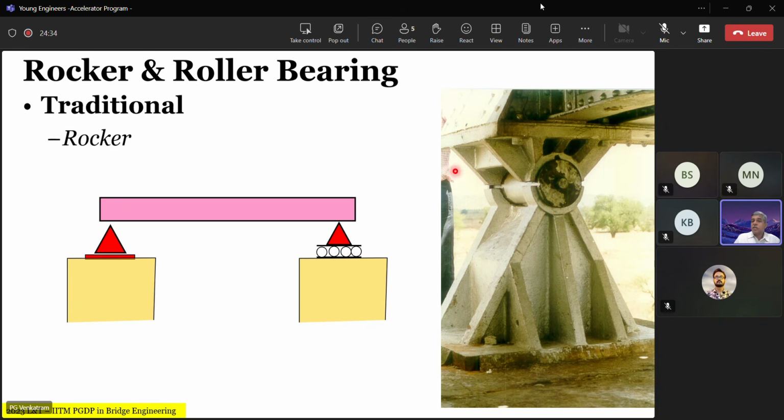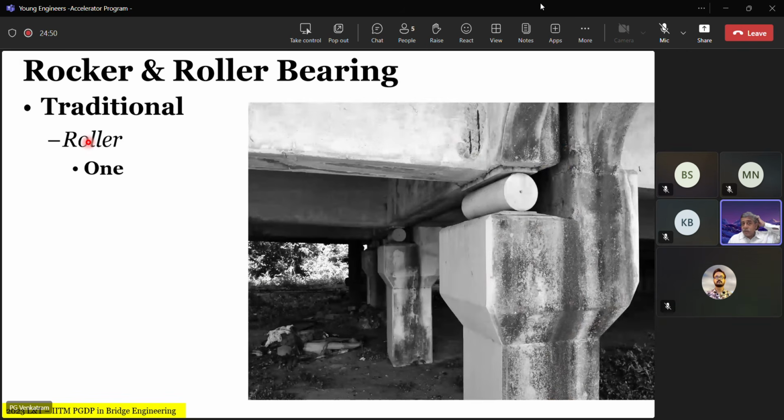This is classically called the rocker because, as you can visualize, it only allows the deck to rock about a fulcrum line. That is why it was called the rocker bearing. This is a very traditional bearing. Nowadays, you will not see much of these. Then you have the traditional roller bearing, with a single roller. This is a classical example. Basically, you have a steel plate at the bottom and a steel plate at the top. In between them, there is a roller. When the to-and-fro movement takes place, the relative displacement between superstructure and substructure is accomplished by the roller rolling on top of the plate.